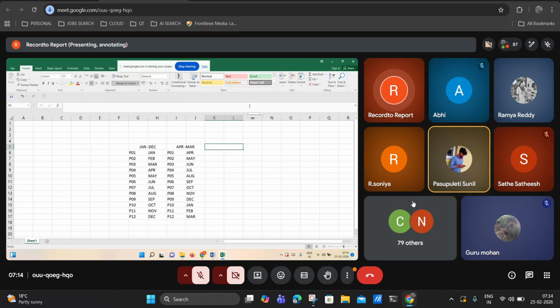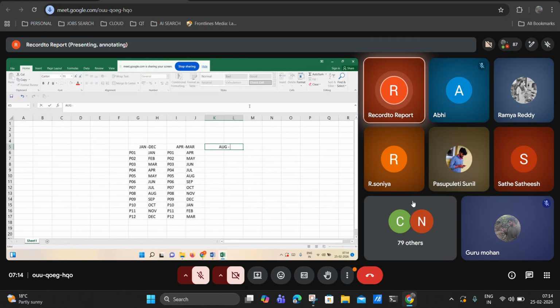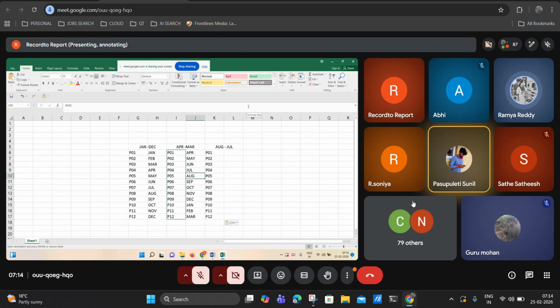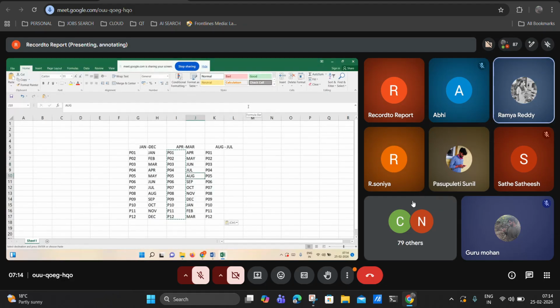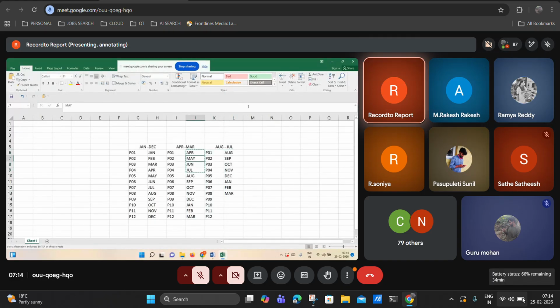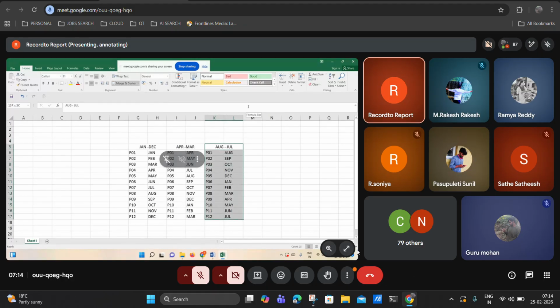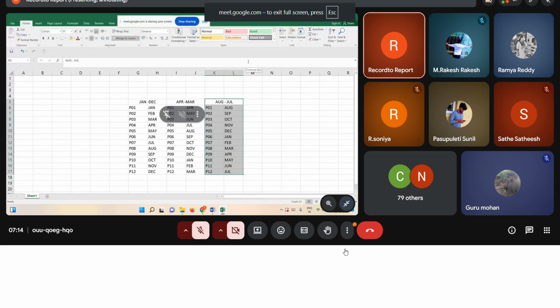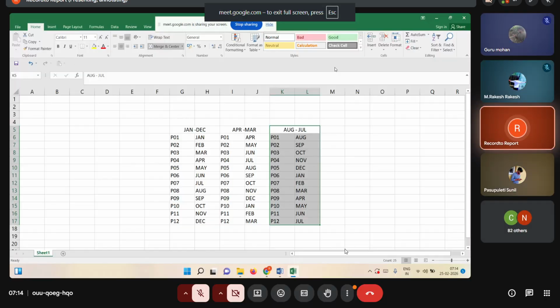In the same way, if a company is following the August to July cycle, which month will be the P1 and which month will be the P2? July is the end period. P1 will start with August. So for example, if my company is following August to July, what will be the P08 month, guys? March.